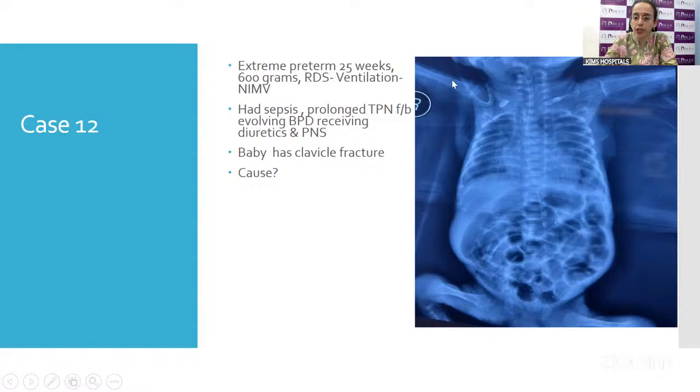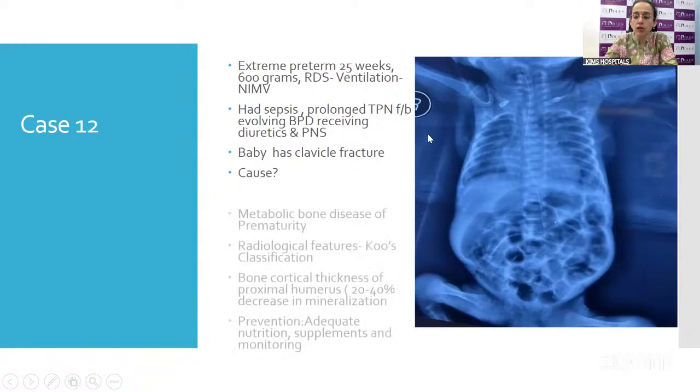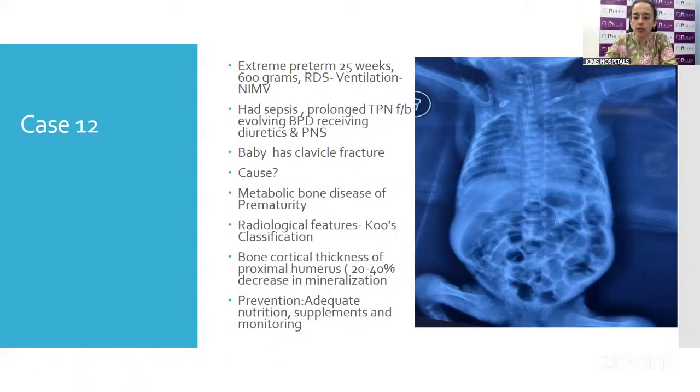We can see the rarefaction of the bone. In normal X-rays, we do not see this rarefaction of the bones. So the cause for this is metabolic bone disease of prematurity. The radiological signs take a long time to appear. So initially we should start evaluating the baby around 3 weeks of age with the bone profile. We will do the phosphorus, alkaline phosphatase, and sometimes calcium also to see the adequacy of these values, and then optimize them if needed.